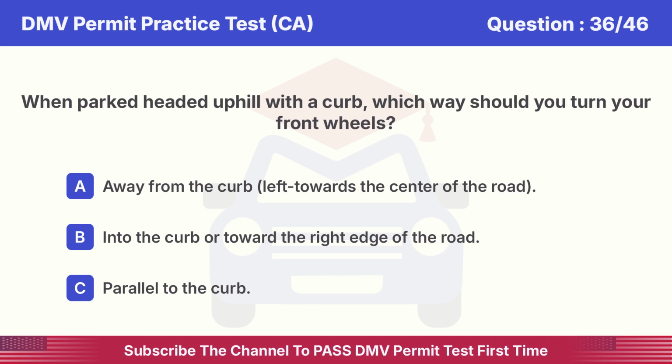Question 36. When parked headed uphill with a curb, which way should you turn your front wheels? Option A, away from the curb, left towards the center of the road. B, into the curb or toward the right edge of the road. C, parallel to the curb. Answer is A, away from the curb, left towards the center of the road.